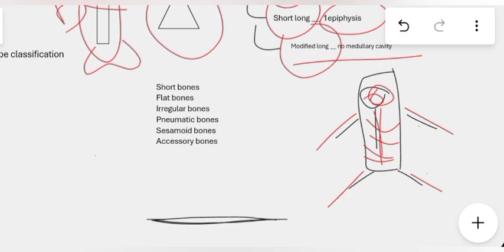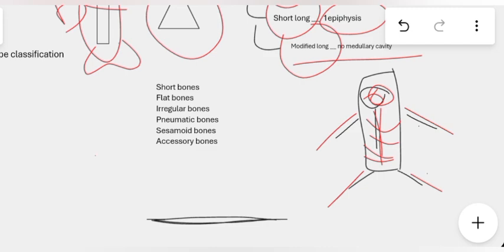So which bones are giving protection? The skull bone, which is giving protection to your brain, and the thoracic cage like the ribs. They provide protection to your thorax. So these are the examples of flat bones. Now we have some irregular bones. Irregular are the vertebra.